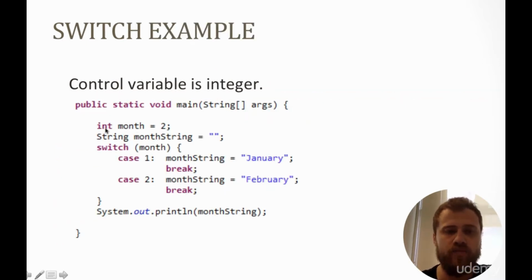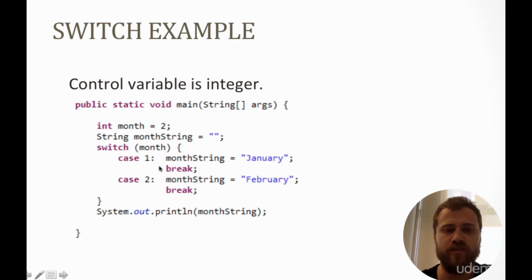Here we have a month integer and its value is 2. We will set a value to the month string according to the month. So we put a switch statement here and we will check against this month integer value. We put month in here. If month is 1, this code will be executed. So we set January to the month string until this break statement.